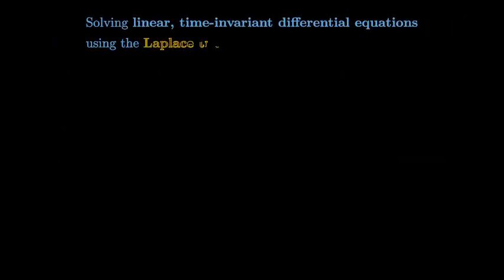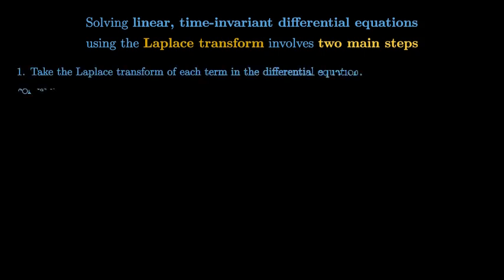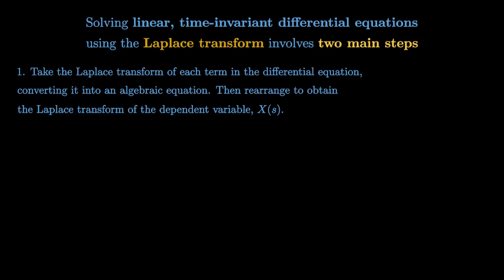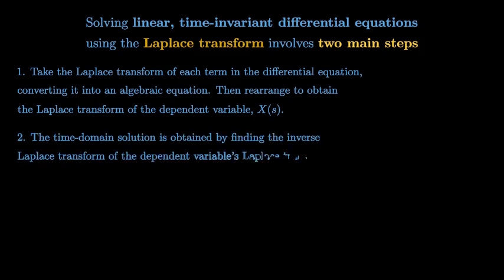Solving linear, time-invariant differential equations using the Laplace transform involves two main steps. Step 1. Take the Laplace transform of each term in the differential equation, converting it into an algebraic equation. Then rearrange to obtain the Laplace transform of the dependent variable, X of s. Step 2. The time domain solution is obtained by finding the inverse Laplace transform of the dependent variable's Laplace transform.